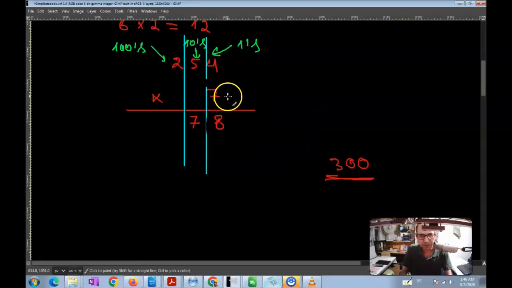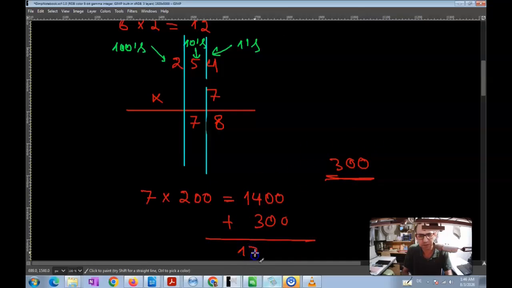Now the rest of the calculation that remains is 7 times 2, which is nothing but 7 times 200, because the 2 is in the hundreds place value and represents 2 times 100, which is 200. Now 7 times 200 is the same thing as 1400, right? That's 1400. Now we have 1400 and 300. If I add them together, I'll get 1700.